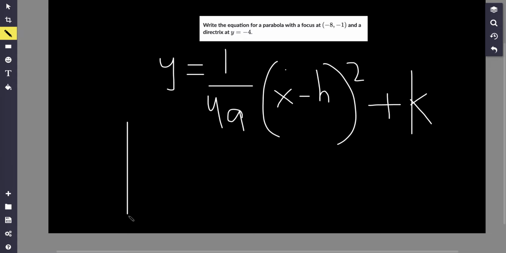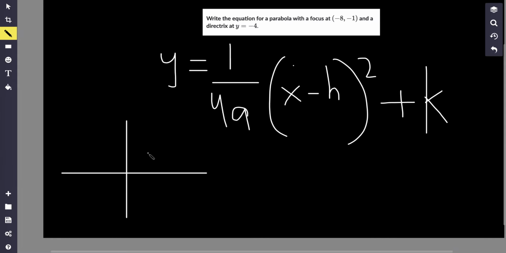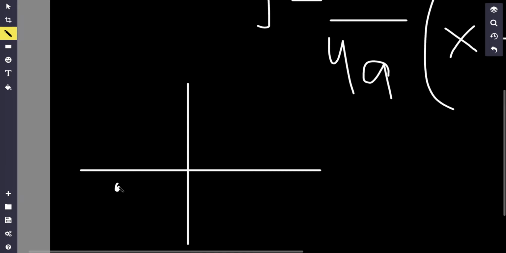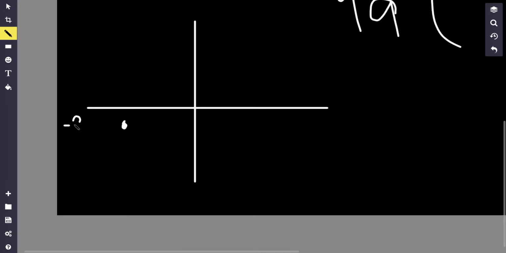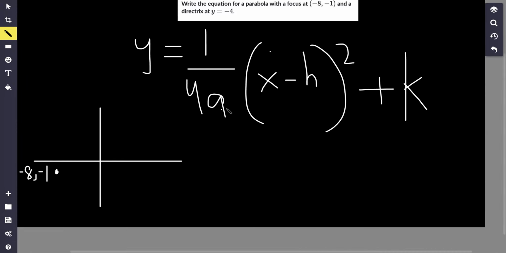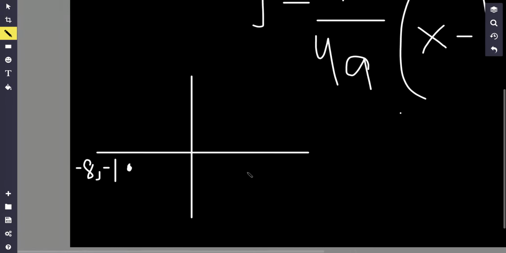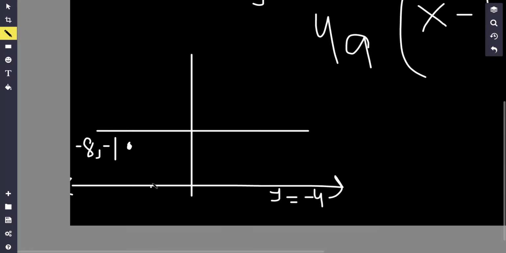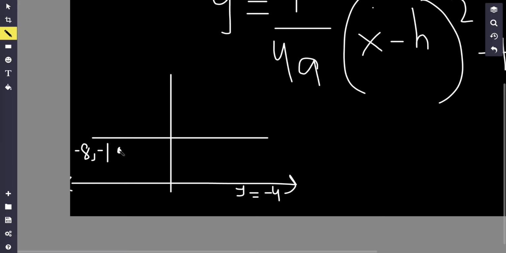Well, first of all, we want to just visualize everything. So the focus is -8, -1. So let's just say it's right over here. That's our focus, -8, -1. And our directrix is y is equal to -4. So this is y is equal to -4. Now, because our focus is above our directrix, we know that the graph is going to look something like this, right? It's going to be a smiley face, right?